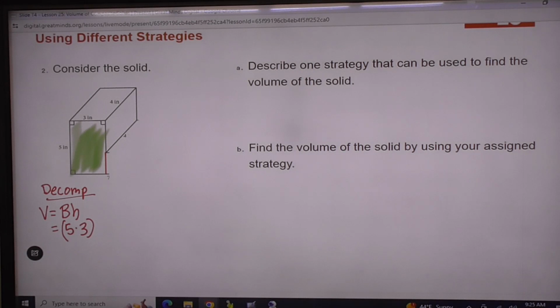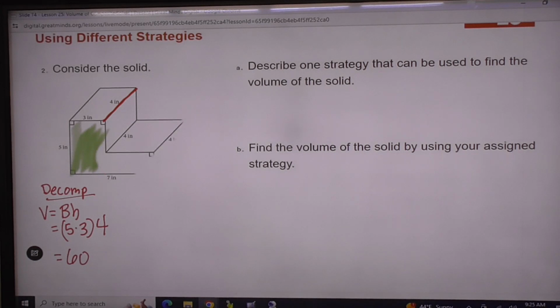So the volume is equal to the area of the base times the height. To find the area of that base, which I have shaded in green, that is 5 times 3. And if that is on the ground, this line right here would be our height. So our height is going to be 4. So we've got 5 times 3, which is 15, and 15 times 4 is 60. Okay, so that's the volume of that particular shape.